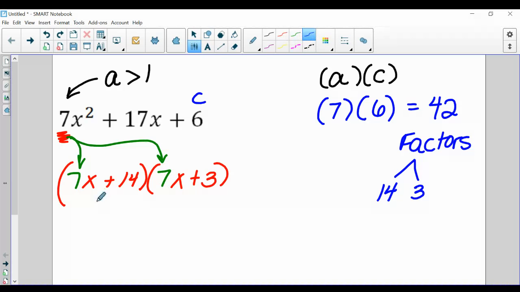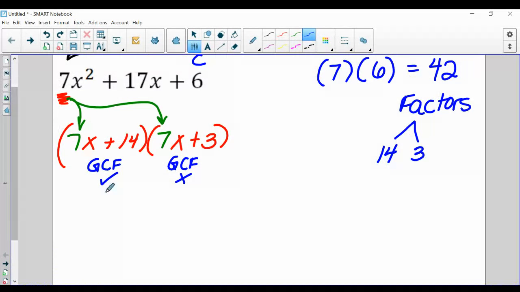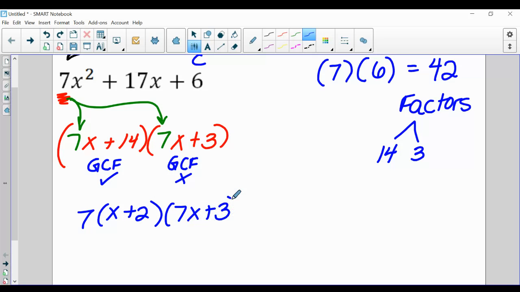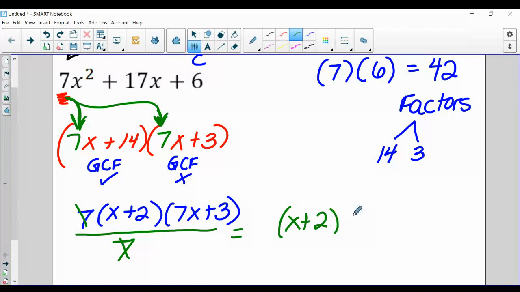And from here, you'll search for GCF in both binomials, if you have one. In this case, you have one. On the second set, you don't have a binomial. We'll take the GCF out. It'll be 7x plus 2, and 7x plus 3 will remain the same. And again, we brought in that 7 into these binomials. So what we're going to do is divide out that 7 in the end, and our answer is simply x plus 2 times 7x minus 3.